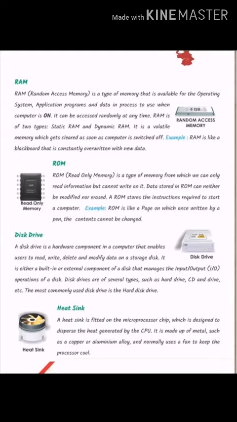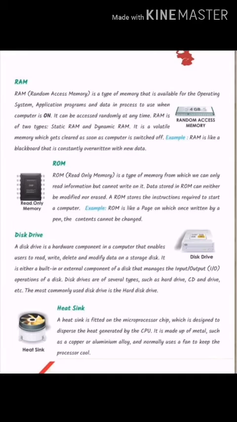ROM. ROM is read only memory. It is a type of memory which can only be read. Like our textbook, we can only read from it and cannot write on it. The data stored in ROM cannot be erased or modified. It can only be read. ROM stores the instructions required to start, or boot, a computer. ROM is like a page in our textbook. Once printed, we cannot erase and cannot write anything on it.